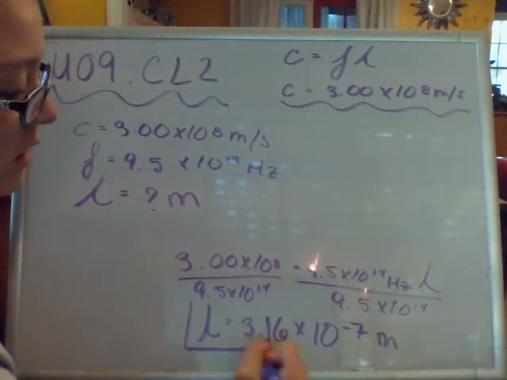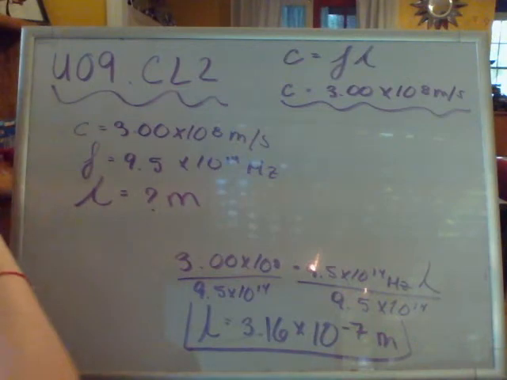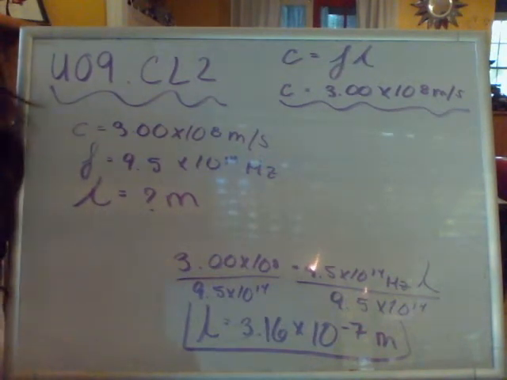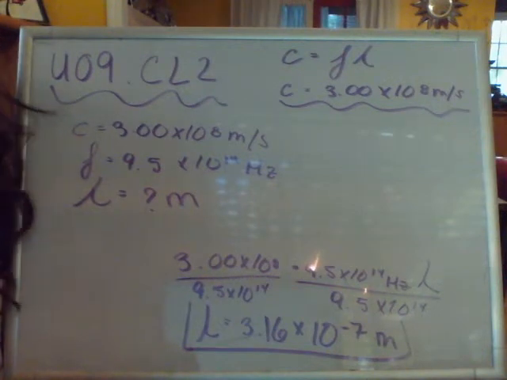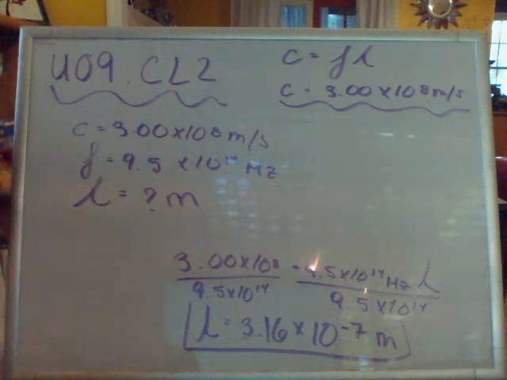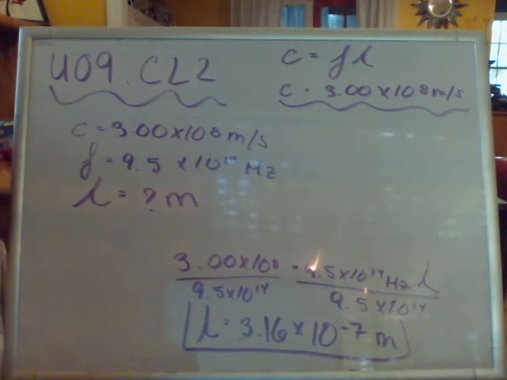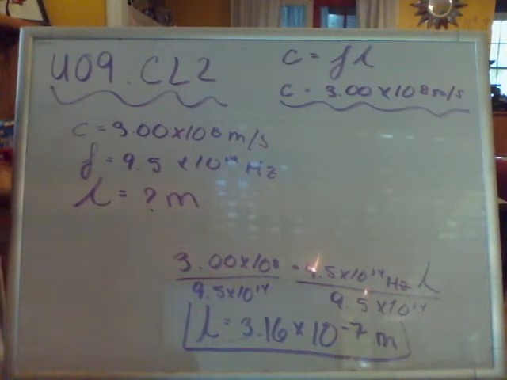And that's going to be the wavelength of our ultraviolet light with a frequency of 9.5 times 10 to the 14 hertz. And that is how you use the speed of a wave equation, the wave speed equation, to calculate the frequency and wavelength of electromagnetic radiation.